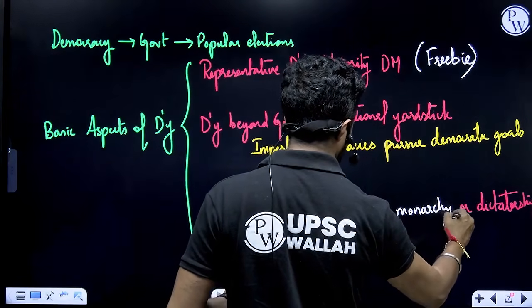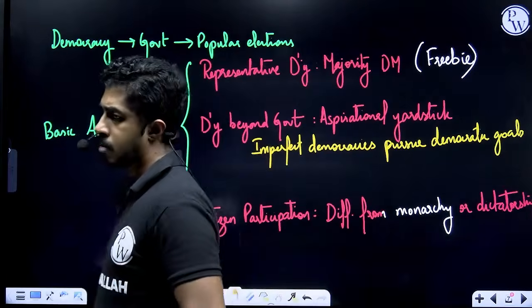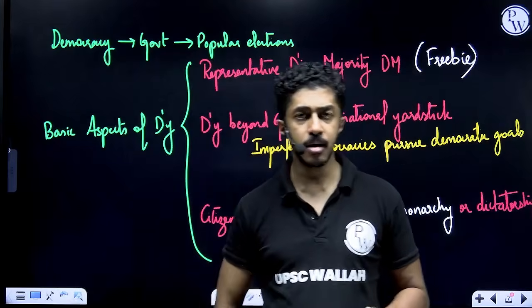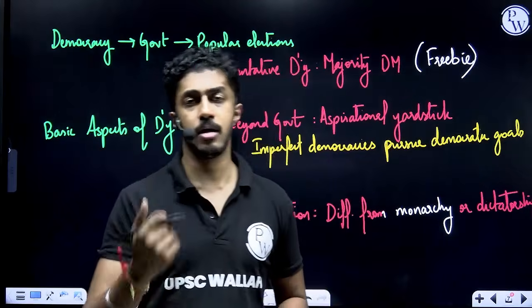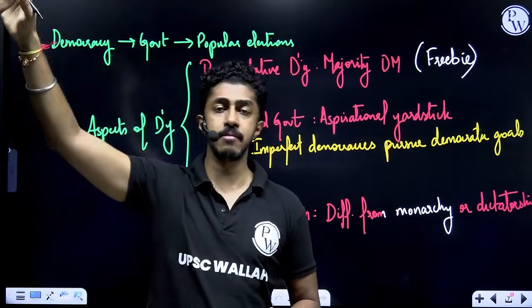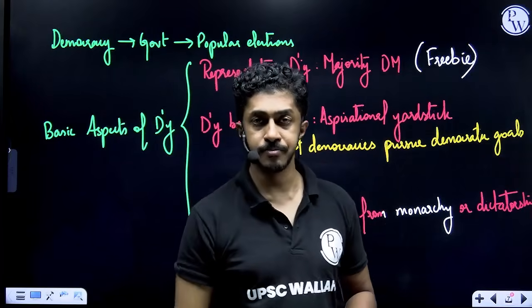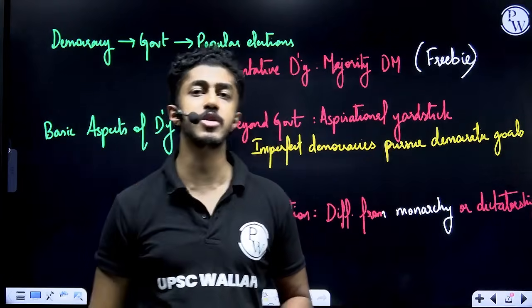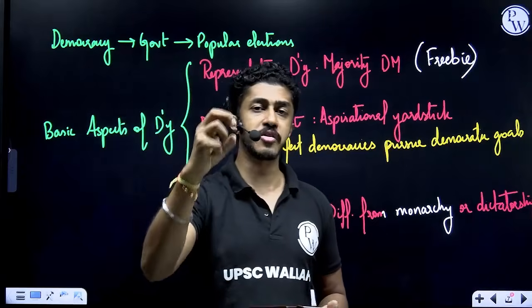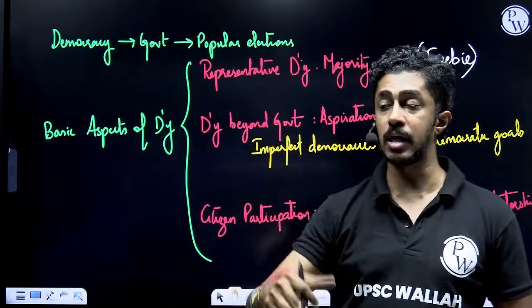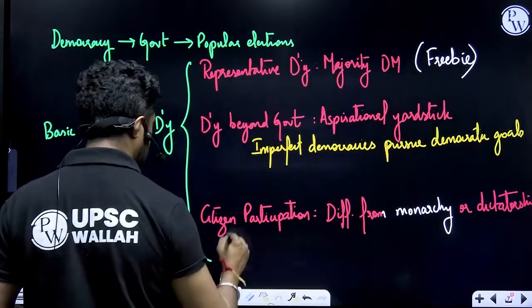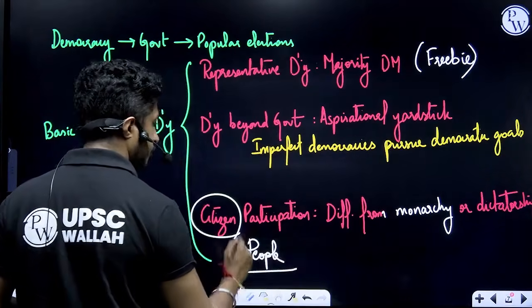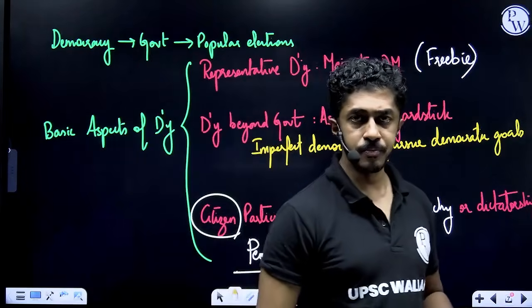Different from monarchy or dictatorship. Monarchy means king's rule. Dictatorship means Saddam Hussein's Iraq, Muammar Gaddafi's Libya, or to go a little back in time, Adolf Hitler's Germany. These were time periods where the country was ruled by one single individual. All the power was concentrated in one single individual. In democracy, the power lies with the citizen or the people. Clear with this, people?